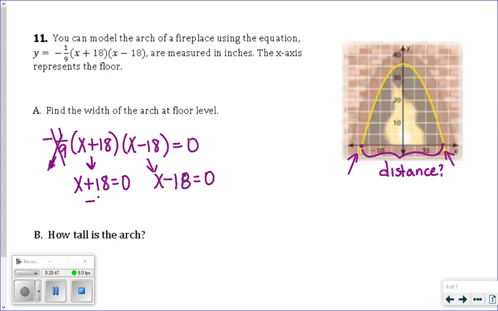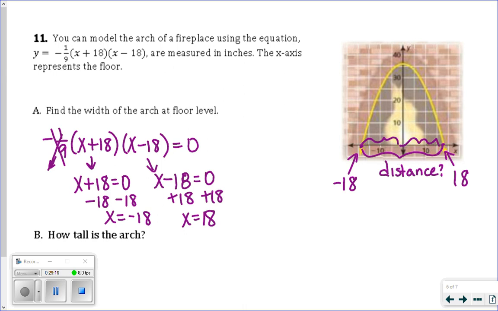And then we solve each one of these, right? So, the drill. We solve for x. So one of our solutions is negative 18, and the other one is positive 18. And those solutions happen to be the x-intercepts when we graph this. That tells me that the archway is touching the ground at negative 18 and at positive 18 on this x-axis. And if I want the full distance all the way across, I've got 18 units over here and another 18 units over there. So if I find that difference, it's 18 plus 18, which is 36.